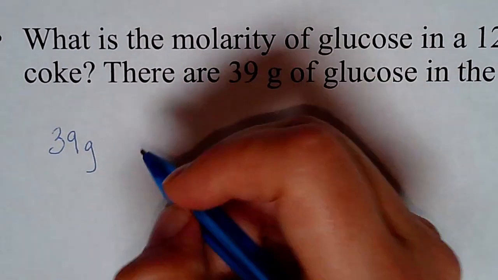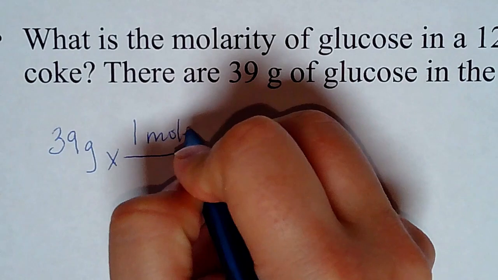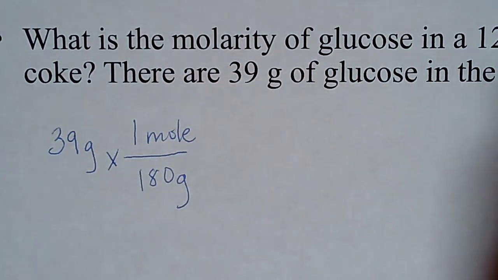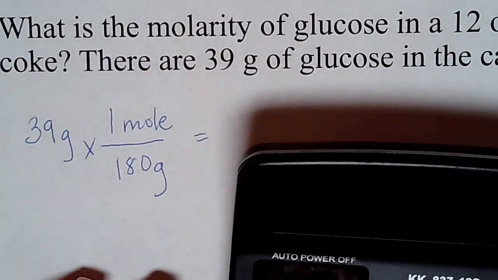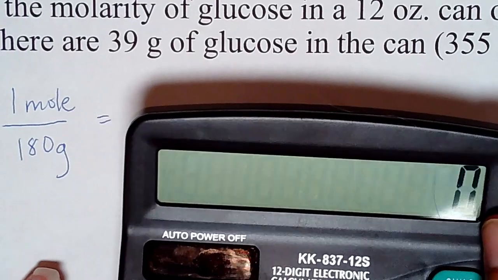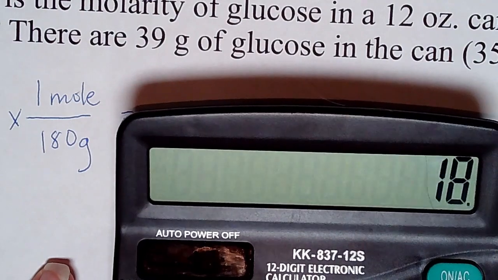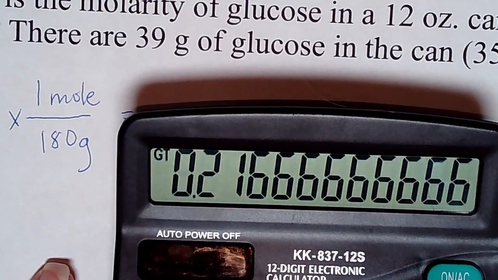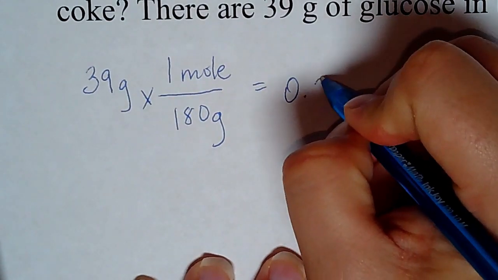Alright, so our 39 grams to convert to moles, we're going to multiply by the reciprocal of the molar mass, or if you prefer, we're going to divide by the molar mass. This will then give me how many moles we have. Alright, so let's look at our calculator. We have 39 divided by 180. 0.217, and this would be our moles.